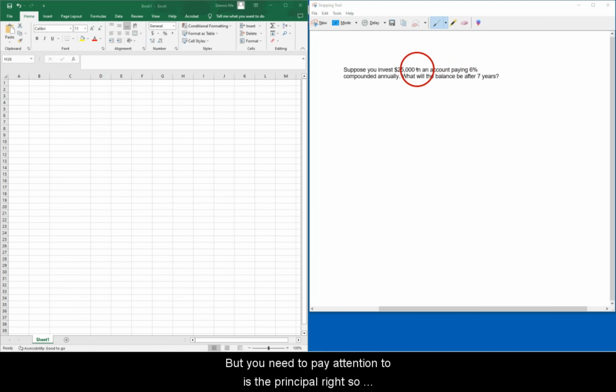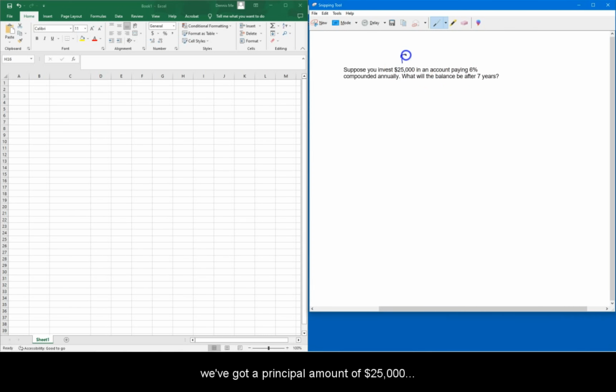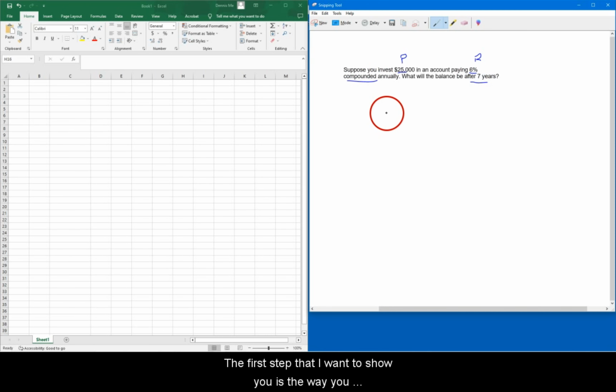What you need to pay attention to is the principal, right? So we've got a principal amount of $25,000. That's obvious right here. It's paying 6%, so this is the rate, and it compounds annually, and you're working with a total number of 7 years. The first step that I want to show you is the way you could use a calculator, and the process is pretty simple. So you have your principal, which will be 25,000.